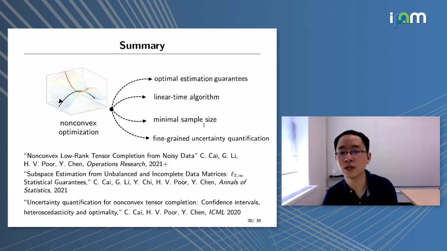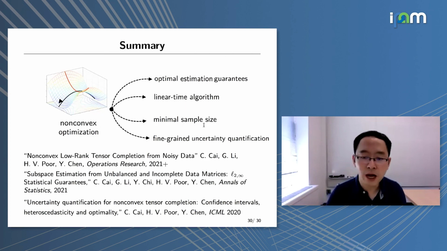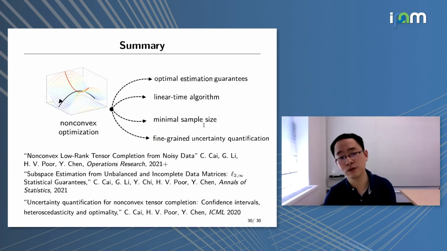All right, so this is everything that I'd like to say here. Non-convex optimization is a very good strategy. It's fast, it's sample efficient, and it allows you to get fine-grained uncertainty quantification. The results are summarized in these 3 papers. Thanks a lot.